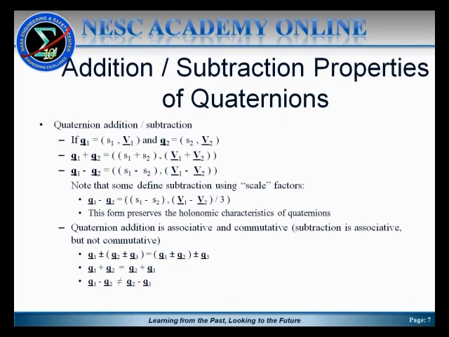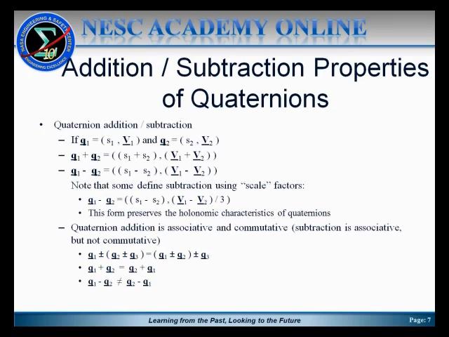Quaternions can be used to add and subtract, and they have certain properties, much like scalars and vectors do. If you have 2 quaternions, Q1 and Q2, where each has a scalar part S1 and S2, and each has a vector part V1 and V2, then the sum of the 2 quaternions is nothing more than the sum of the scalar parts, and the vector part of the sum is the sum of the 2 vector parts. The difference, conversely, is nothing more than the difference in the 2 scalar parts and the difference in the 2 vector parts.